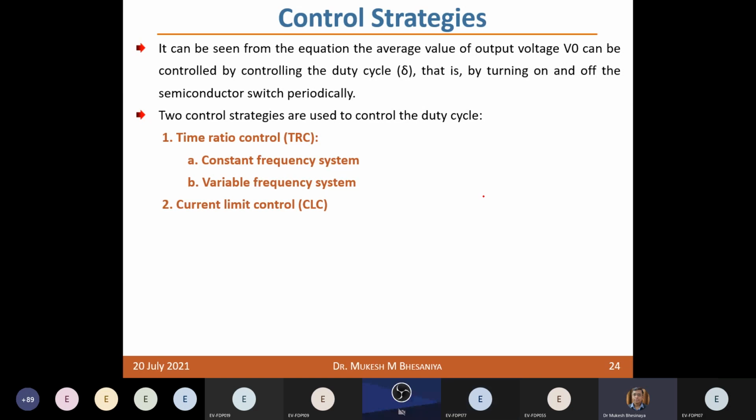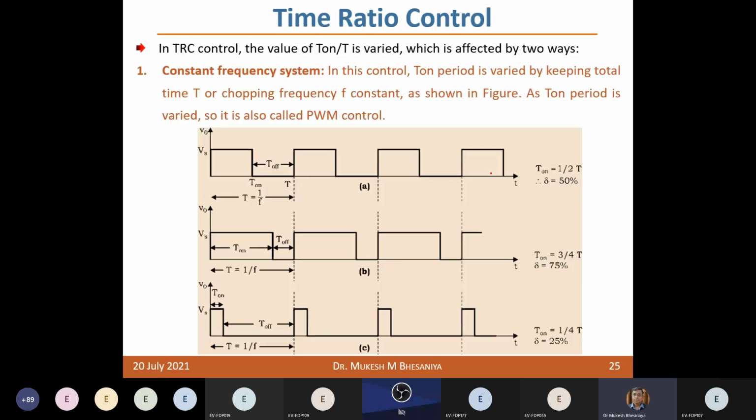Now, to control this or generate this duty cycle, there are various ways to do it. One method, which is widely used, is known as time ratio control. In time ratio control, either you can keep your frequency constant or you can vary the frequency, so there are two methods used. Another is current limit control. This is used only when you have to keep your current within a limit, and it's not widely used. Mainly the first method is widely used, where we keep our frequency constant and change only the on period.